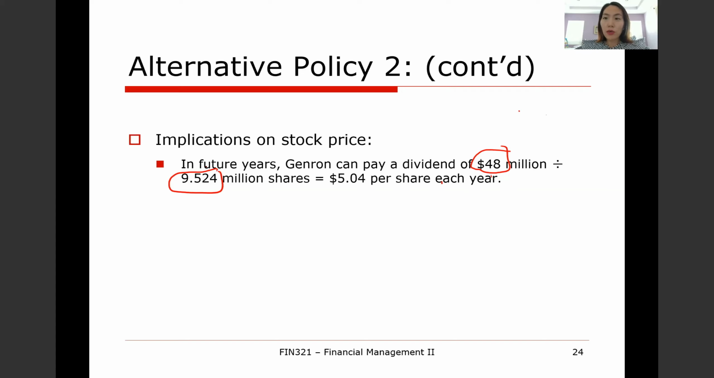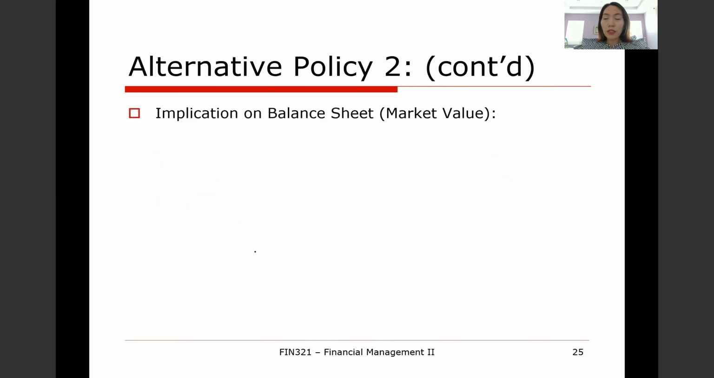The timeline for the shareholders in this stock repurchase scenario will be $5.04 in perpetuity. Then the stock price will be $42. So 5.04 divided by 12% discount rate is exactly $42 per share. And let's continue to investigate the stock repurchase's implication on the balance sheet.